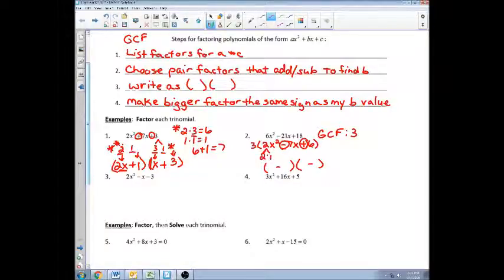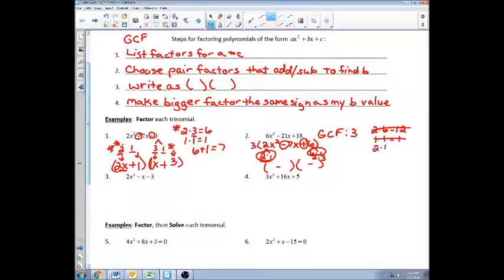It'd be 2 times 1. 6 is 6 times 1, and 2 times 3. If I try to combine 2 times 1 and 6 times 1, I could try 2 times 6, which is 12, and 1 times 1, which is 1. Would negative 12 and negative 1 get me to negative 7? No, it will not, so this won't work.